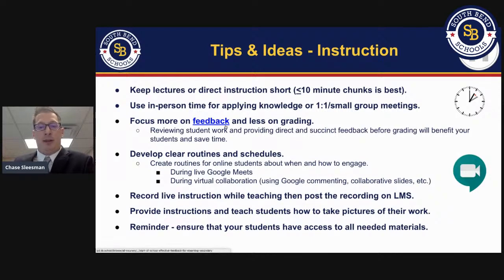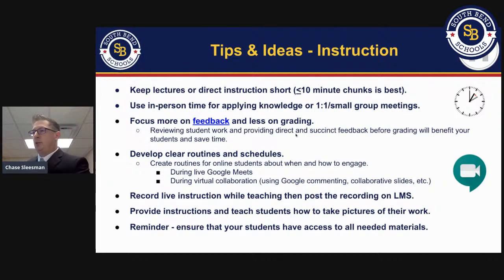Focus more on feedback and less on grading. The students, as they are coming back to you, you have those students that are going to be in. So, again, just with that one-on-one, provide them the feedback with how they were doing, help bridge those gaps.